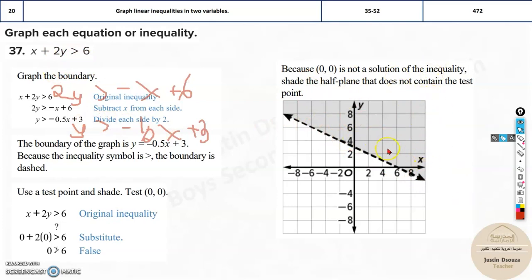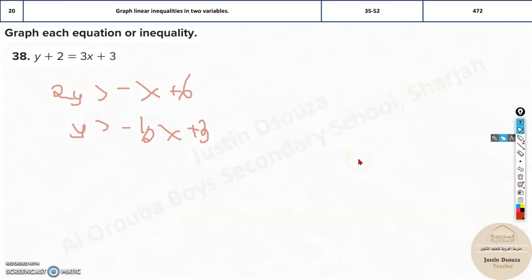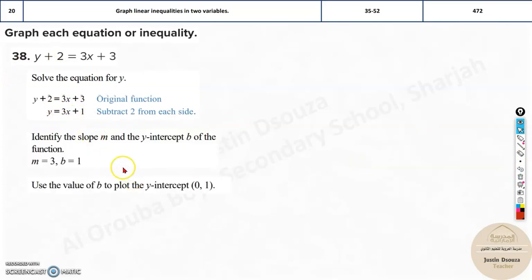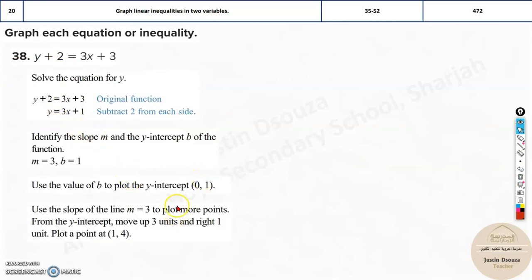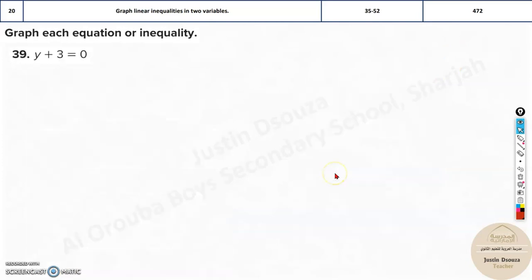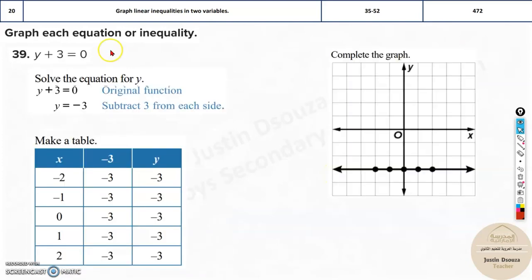Or you can use the calculator and find the points. Same way you can check the rest of the graphs. You need to make sure you solve this into slope intercept form, and you can do it in different methods, but stick to one method, you will get the correct answer. Do the table method, you will get the answer. Okay, so please make sure you do this all by yourself and then check the answers.